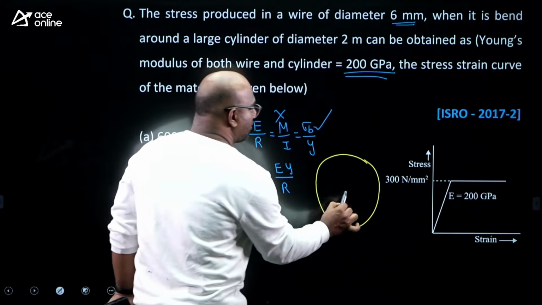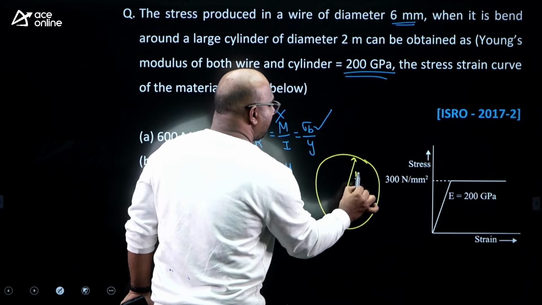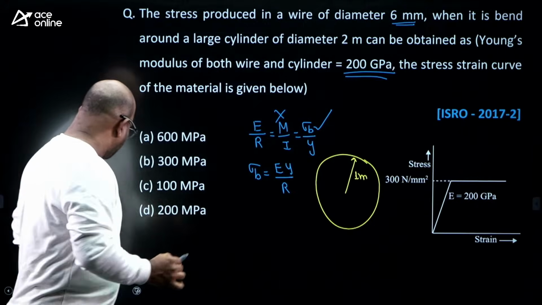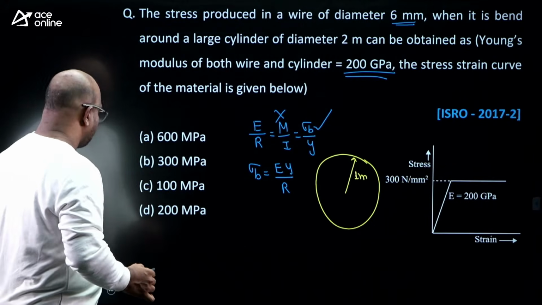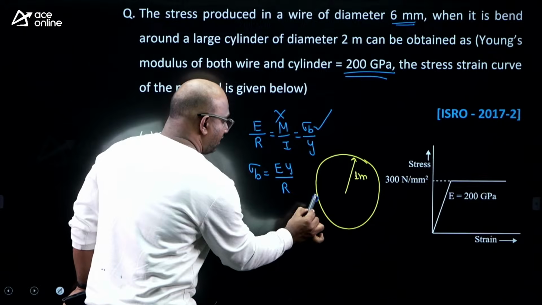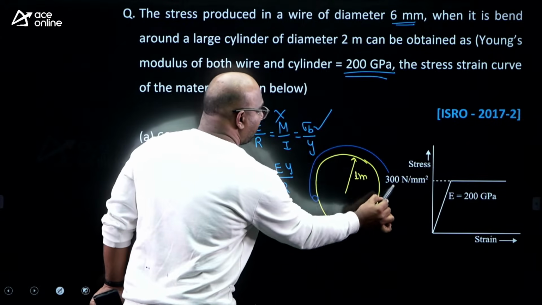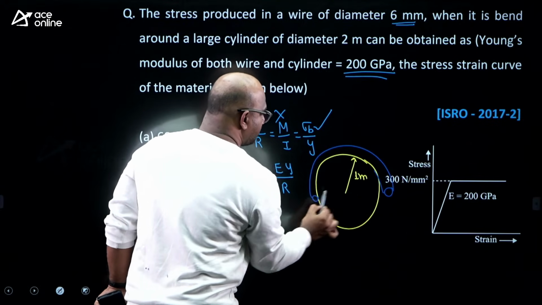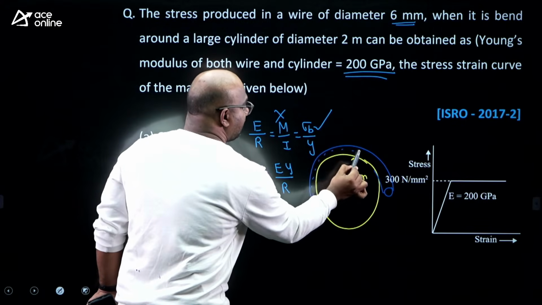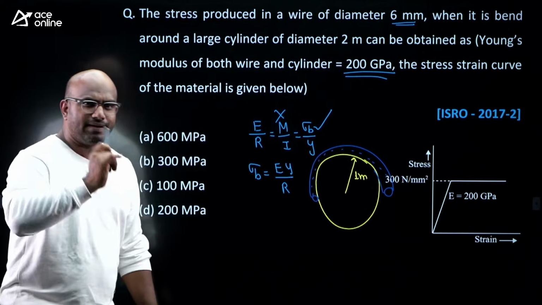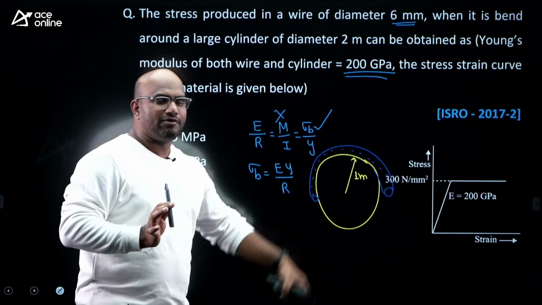So radius equal to how much, guys? I can say 1 meter is the radius. On top of this one, there is a wire which is bent around this one. A wire bent around this one means, guys, tell me what exactly.